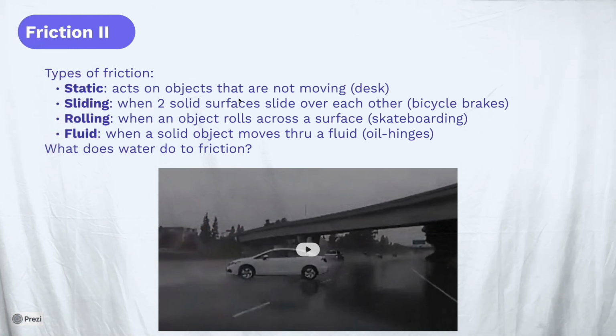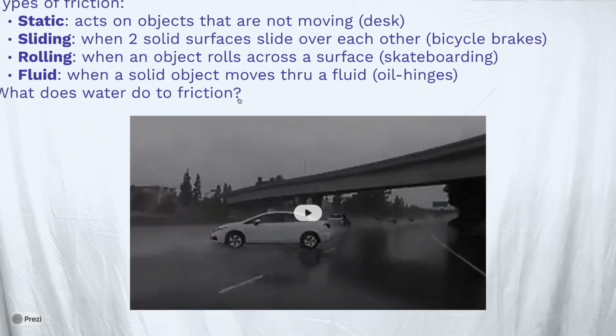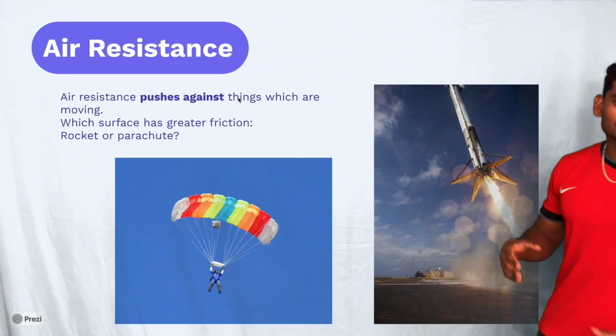Okay, there's still a little bit of friction, but it's a lot less. So when you're driving on the road and there's a lot of water, a lot of fluid, it reduces your traction, the friction, and the grip on the road, and allows your car to spin freely. Hydroplaning, very cool. Air resistance.